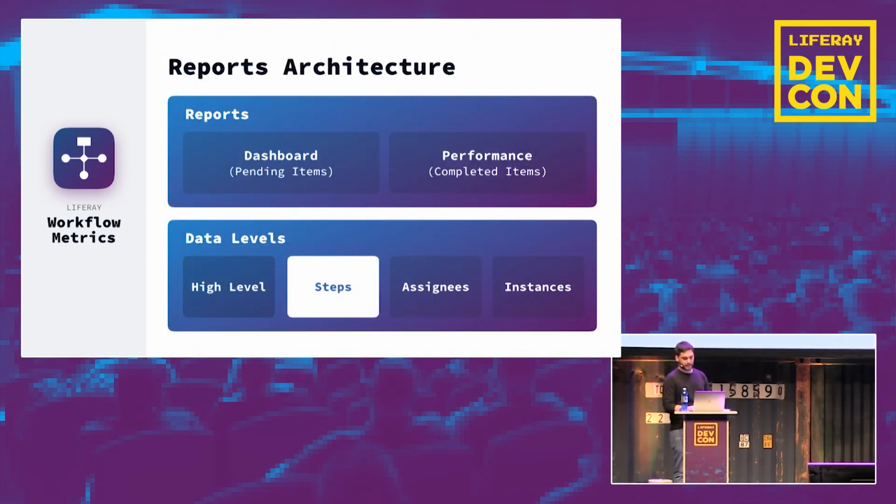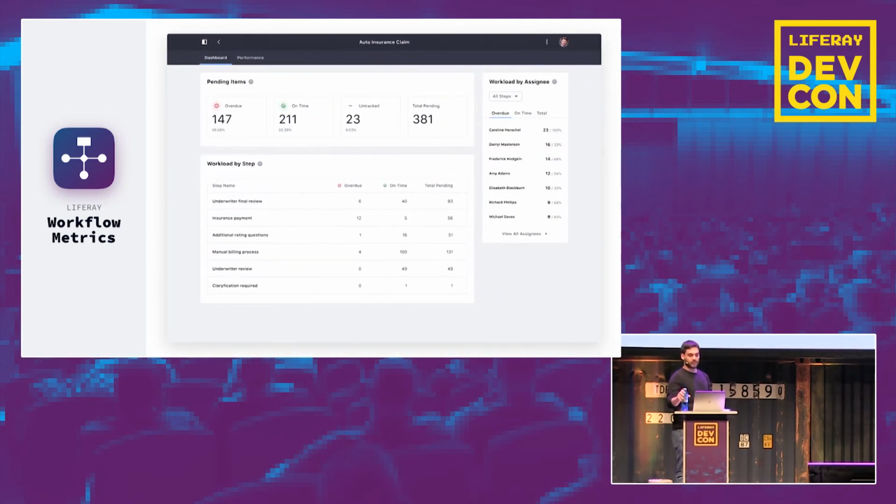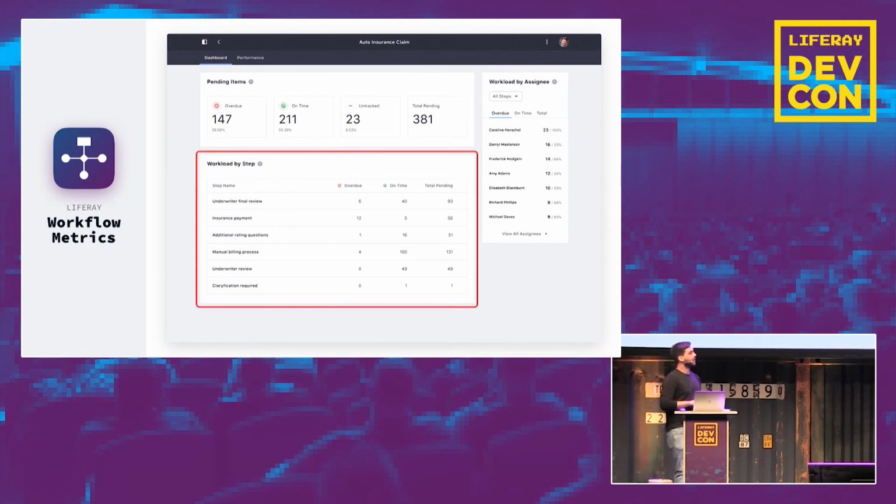And moving forward, we have the steps level. On the steps level, you see here, just under the other card that I just showed, and here we will list for you all the steps that you have in your process. Not only that, but also give you the information which steps have more items overdue, which ones are running smoothly and on time, and the total that you have. So here you can understand which steps of your process are acting as a bottleneck.